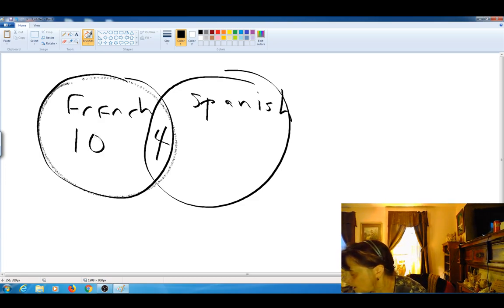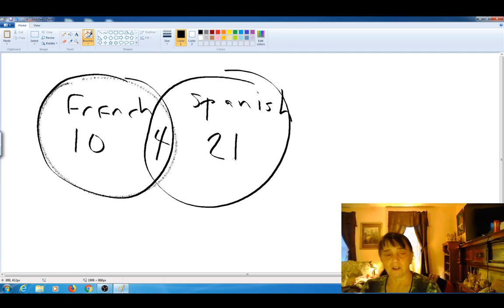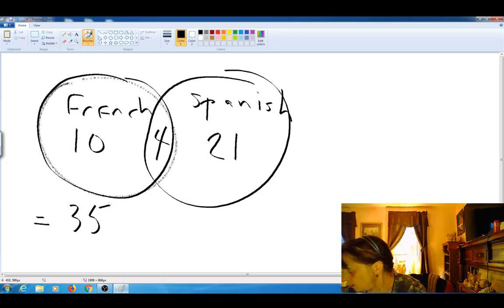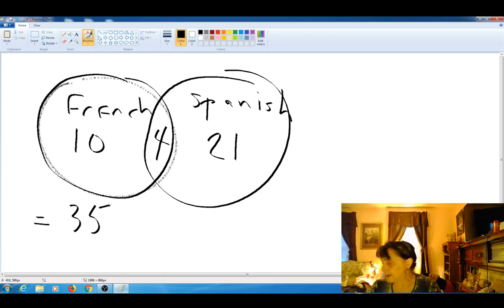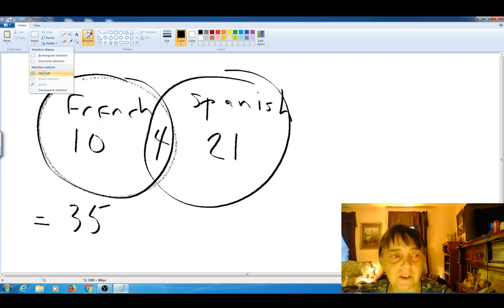And 25 speak Spanish, so 21 speak Spanish only. 21 plus 4 is 25, and 10 is 35. Okay, and you don't know how many were actually surveyed altogether, so we don't know how many people didn't speak either one. So that's the number of people who speak French or Spanish, using the Venn diagram.